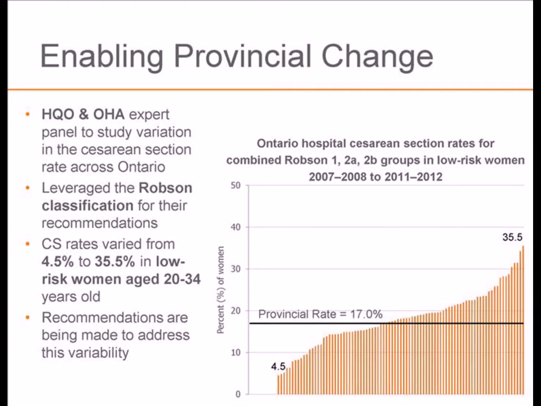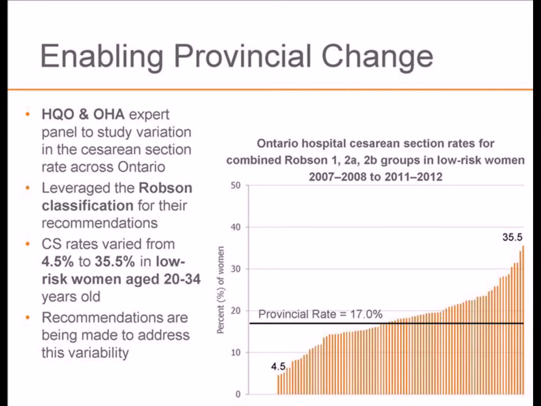Robson group 1, 2A, and 2B are nulliparous women. And we took a look at those nulliparous women that were low risk in a normal age group of 20 to 34, I believe, and we looked at the cesarean section rate across the province for that group. We took out risk factors. So in fact, you'd think that this should be pretty much the same across the province when you have a standard patient population and you've taken out the risk factors. And you can see the variation from down at 4.5% all the way up to 35.5% across the province.